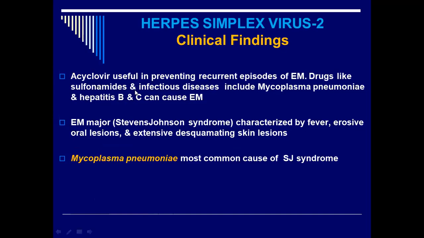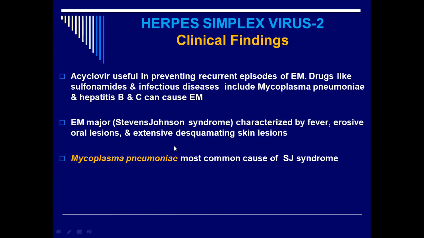Now, the treatment in this case: antiviral drugs like acyclovir are useful in preventing the recurrent episodes of EM lesions. Drugs like sulfonamides and other infectious agents, including Mycoplasma pneumoniae, hepatitis B and C, can also cause this kind of erythema multiforme. The severe form is also called Stevens-Johnson syndrome. It is characterized by fever, erosive oral lesions, and extensive desquamating skin lesions.